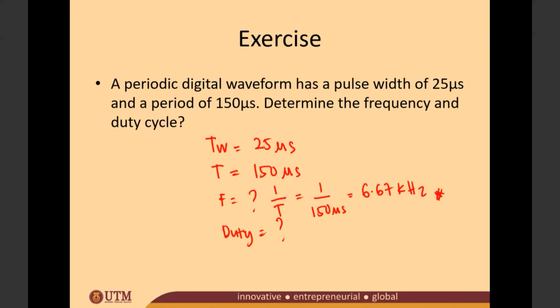Okay, what about the duty cycles? Okay, duty cycles, you know that the duty cycle is pulse width bahagi dengan T darab dengan 100%. Okay, you will get TW. What is TW? 25 microsecond bahagi dengan 150 microsecond darab dengan 100 and you will get 25 bahagi 150. Okay, so kamu akan dapat 16.67. Betul? Yeah. Okay, so this is your duty cycle.